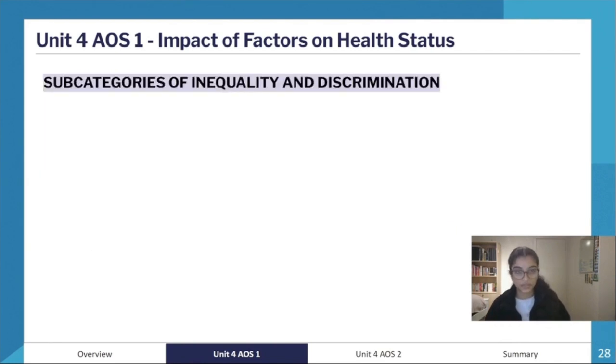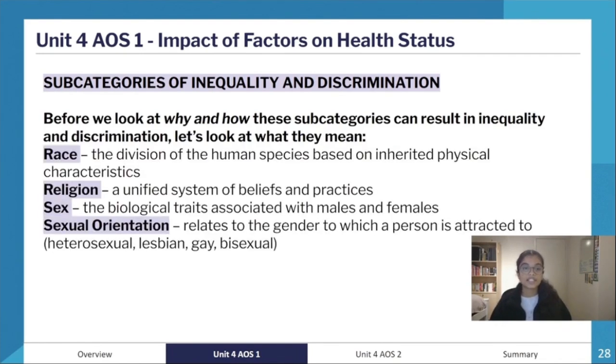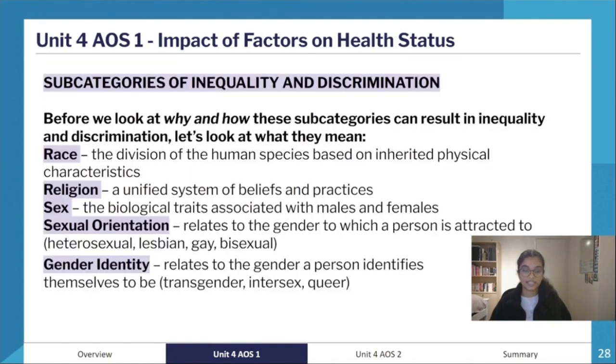So, the subcategories of inequality and discrimination are race, religion, sex, sexual orientation, and gender identity. Alright? And it's really important that you remember that sex is a biological trait associated with males and females. Sexual orientation is about who a person is attracted to, and then gender identity is how a person identifies and expresses themselves to be.